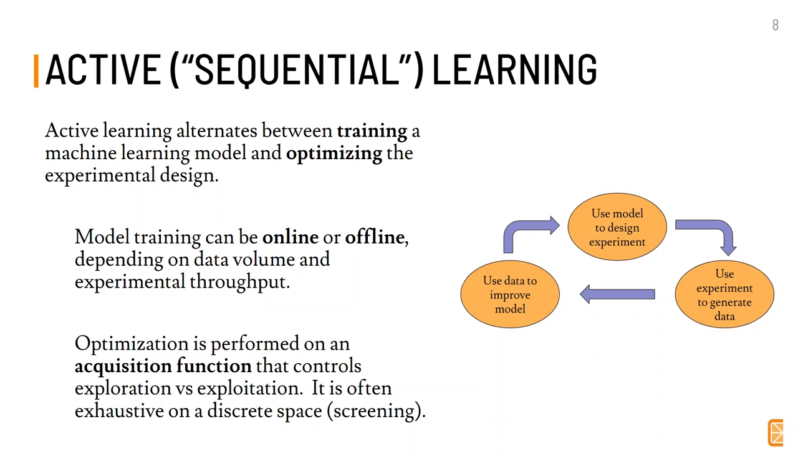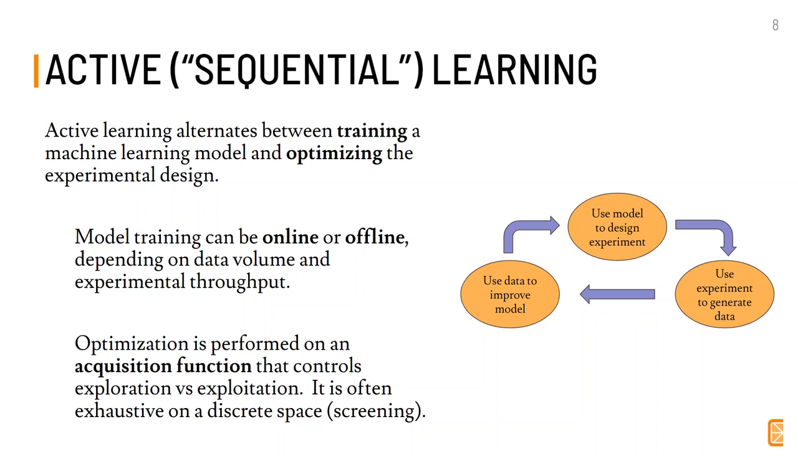Optimization is the other really important task. Two things about it. One is when you perform optimization, you're not usually just optimizing your figure of merit or the thing that you want, your design criteria. You're usually optimizing some transformation of it called the acquisition function, which allows you to control whether you want to learn more about your problem versus hone in and focus on exactly the goal that you have for your discovery.